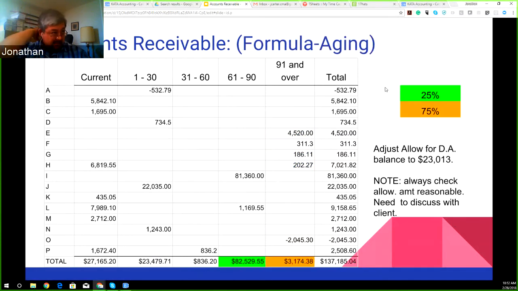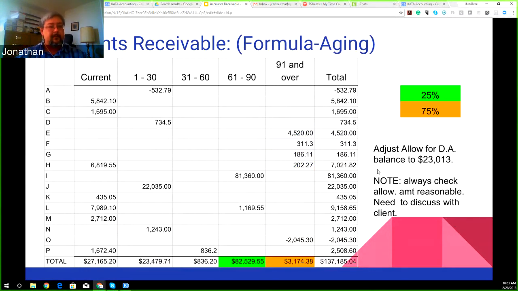Yep. And then the last one is a formula based on aging instead of based on specific accounts. And yeah, pretty much the same thing. You're taking a percentage based upon how old the receivable is, but you're taking on the total balance instead of on the individual item. Do you have anything to add for that?